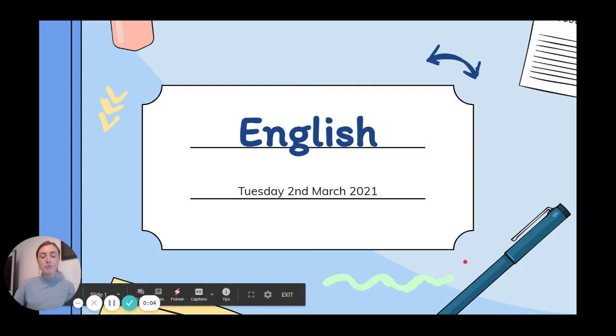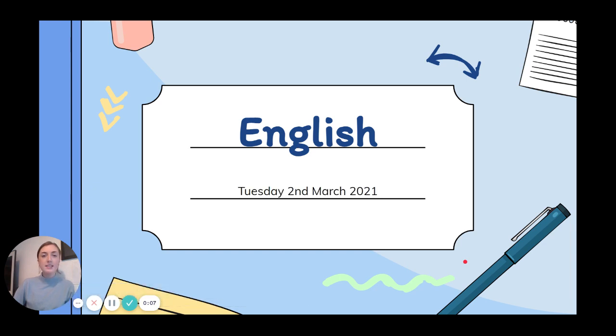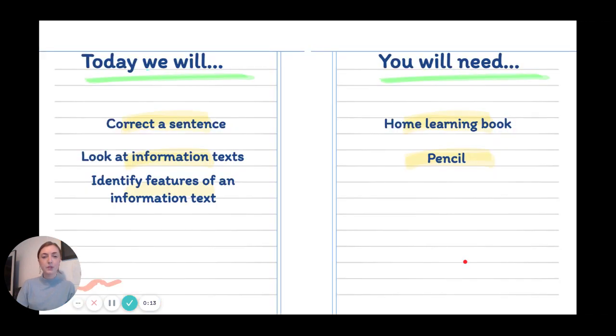Today is Tuesday the 2nd of March 2021 and today we are going to be learning about information text so that we are ready to write our moth fact file tomorrow. Today we will correct a sentence, then look at some information text together and then identify specific features of an information text. So all you need is your home learning book and pencil.